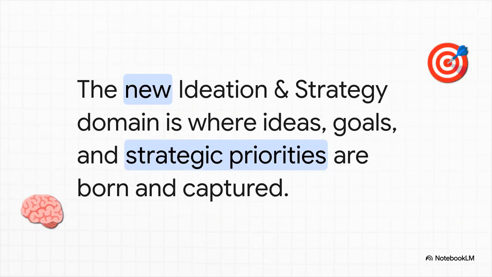All right, stage 1. This is a total game changer, and it's brand new in CSDM 5. The ideation and strategy domain is where it all begins. It's where you capture product ideas, align them with strategic priorities, and link them to actual business goals. This is huge because it's the first time we're officially connecting the CMDB all the way back to the strategic portfolio. Once an idea gets the green light, it moves into design and planning.